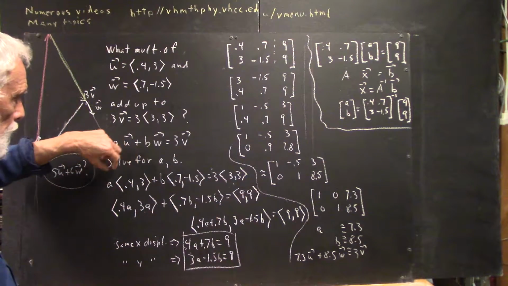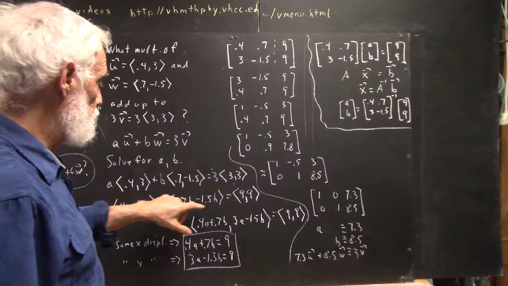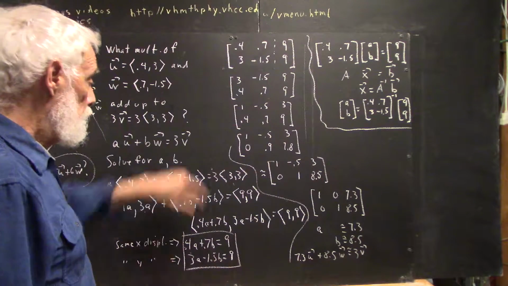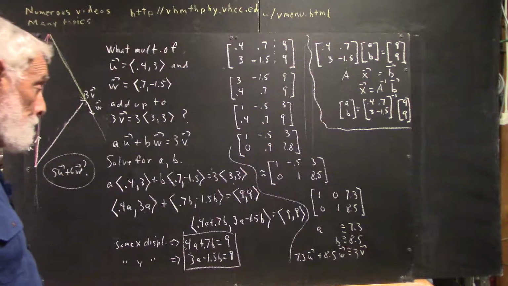You multiply through by the a, you get 0.4a, 3a. You multiply through by the b, you get 0.7b, negative 1.5b. You multiply through by the 3, you get 9, 9. Well, that's progress. Okay, now what do we do?